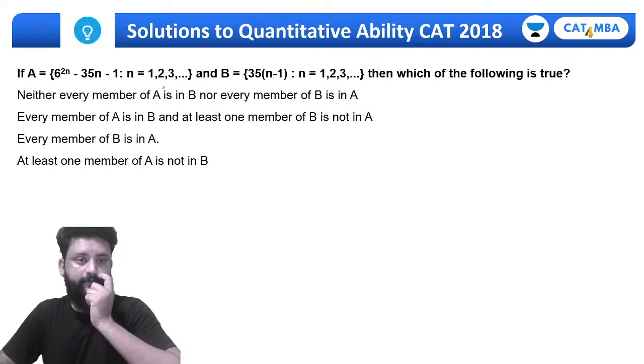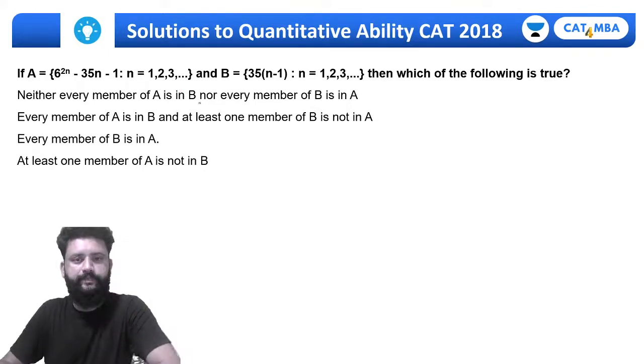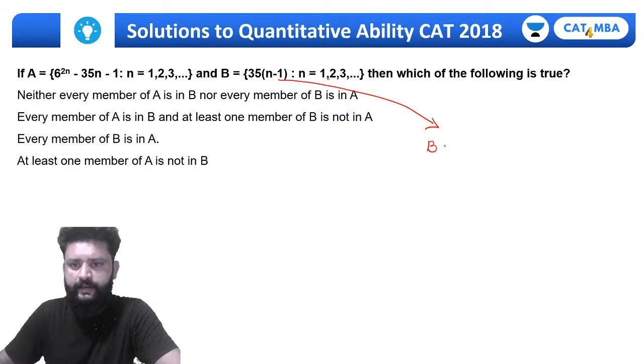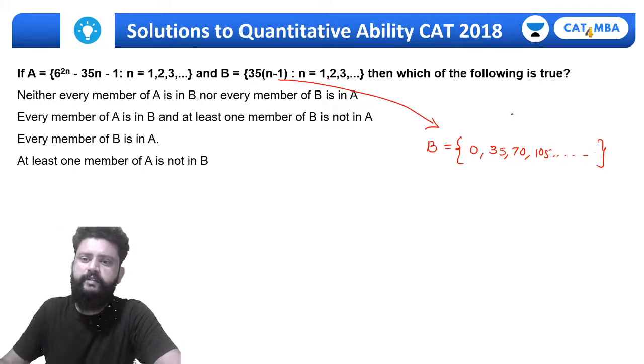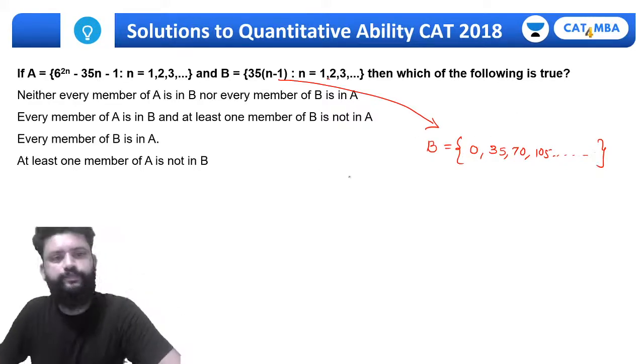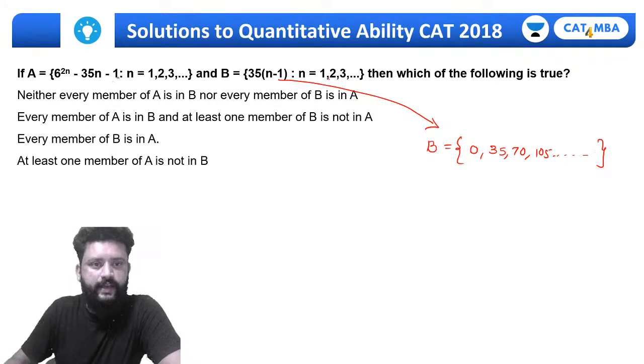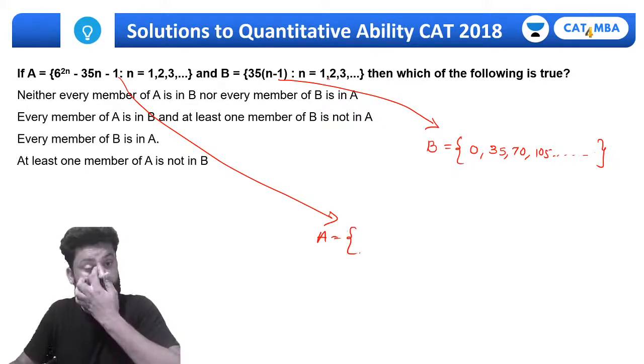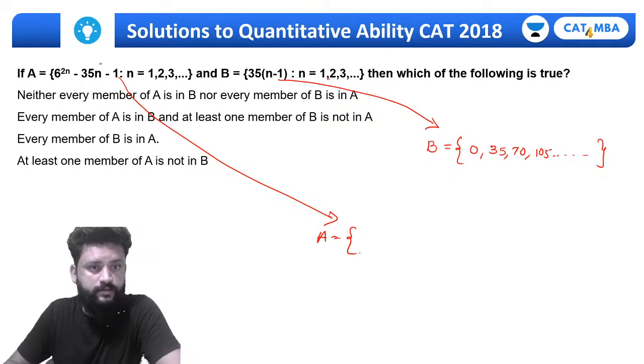Okay, so let's try for this. Set B, if you look at this one, is quite easy. B can be, if we take the value of n as 1, then B can be just 0, 35, 70, 105, any multiple of 35. 35 is a multiple and 1 0, right? Then for A, if you look at this, the first element, if you take n as 1, will be 35 minus 1, 36.